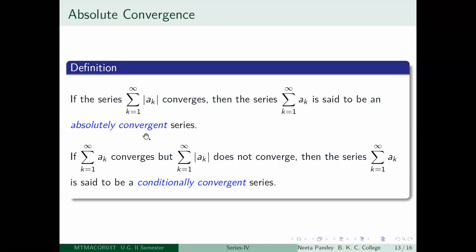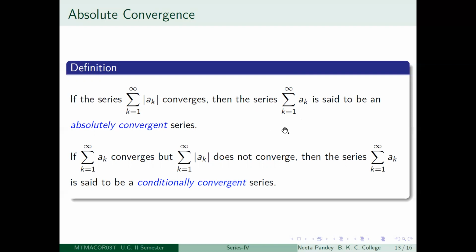Take the absolute value of each of its terms. If the resultant series converges, then the original series is said to be absolutely convergent. Here we are not saying that the original series should converge beforehand, nothing like that. We are just saying, suppose you are given a series in hand, and when you apply modulus to each of its terms, the resultant series is convergent. If this happens, then you will say that the original series is absolutely convergent.